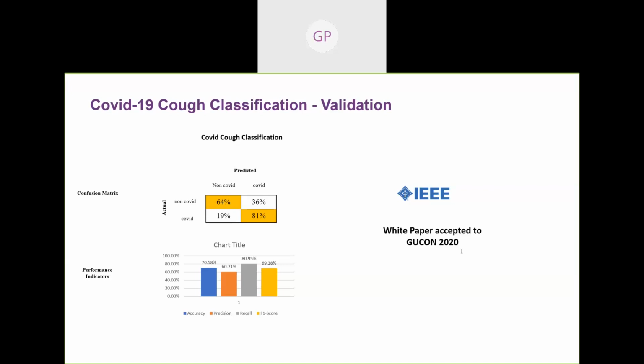And you must be having... Sorry, go ahead, please tell me. Yeah, you must be having collaboration with some clinicians or hospitals where you can get this type of data on breathing habits and so on. Not yet, but we are in talks with them.